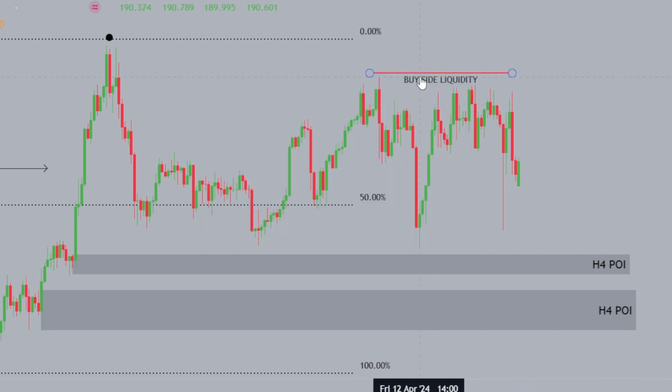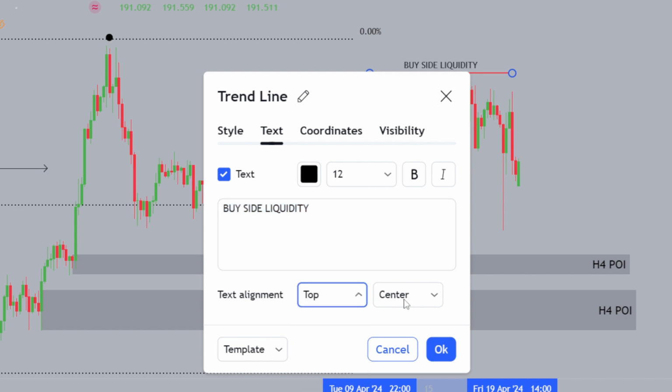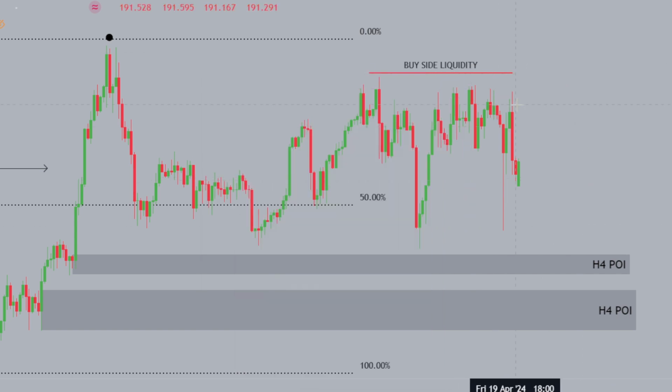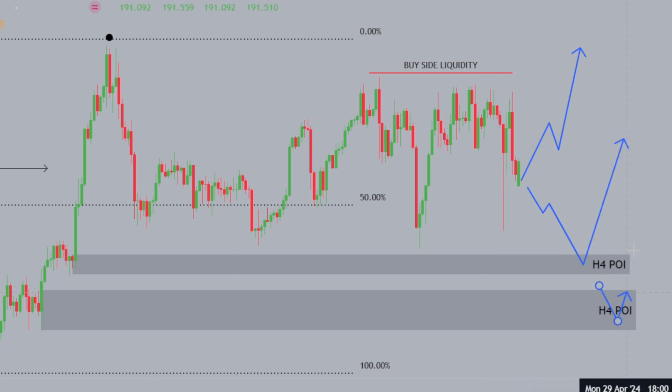This is buy side liquidity. And what makes this buy side liquidity is simply that there's liquidity resting above it. So overall on GJ, we can see price eat this liquidity, bearing in mind we have discounted POIs to target. We have one here and we have one here also. So this is the overall outlook on GBPJPY.